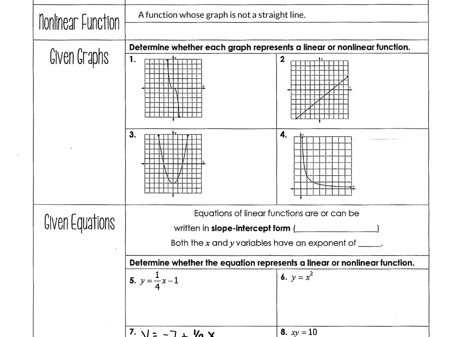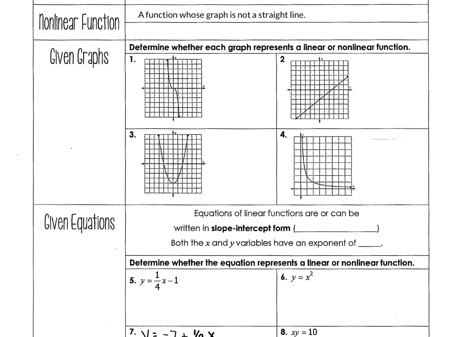Today we're going to look at linear versus nonlinear functions. A linear function is a function whose graph is a straight line. A nonlinear function is a function whose graph is not a straight line. So if we look at number 1, is this the graph of a straight line? They want me to say if it is linear or nonlinear.